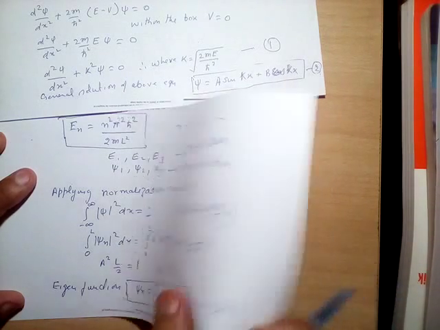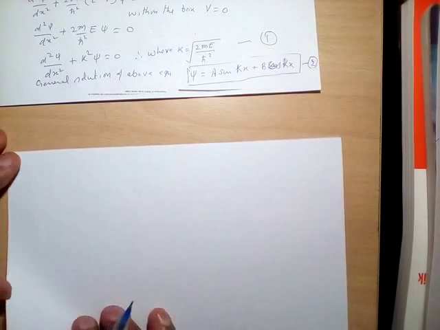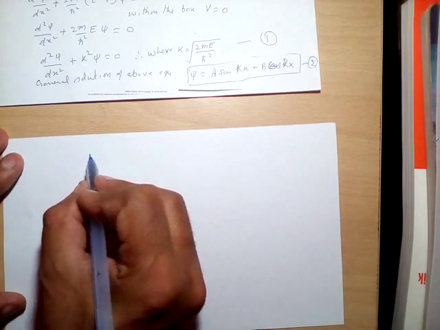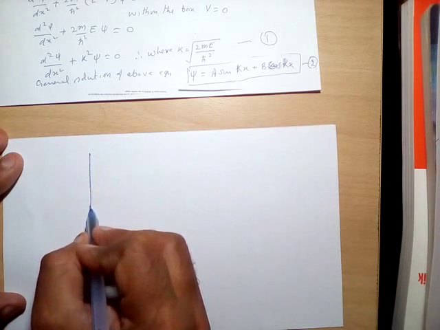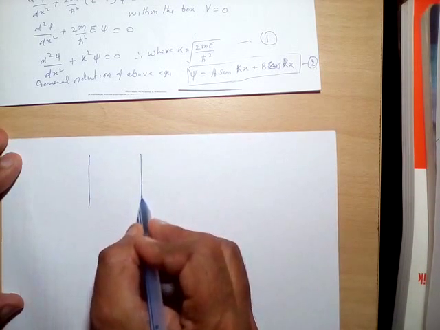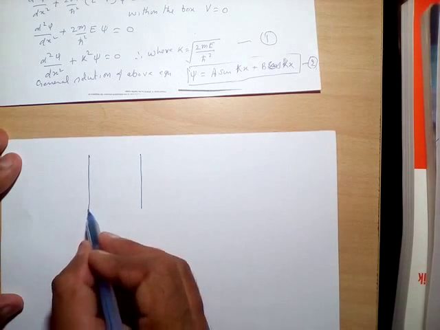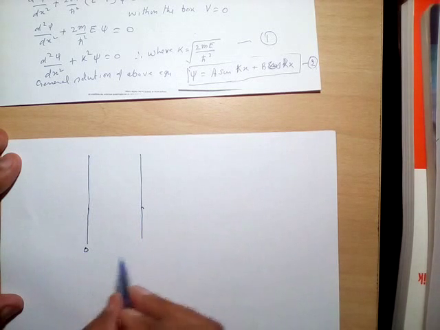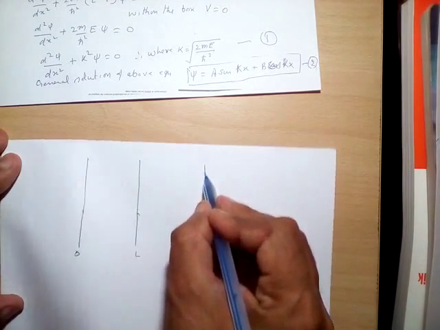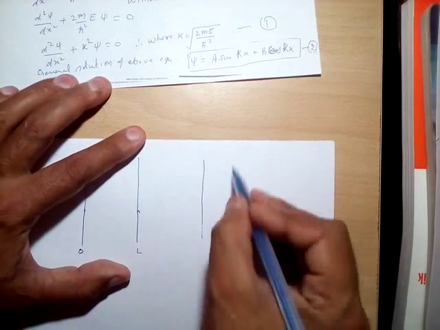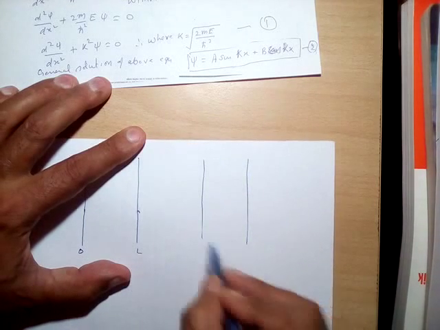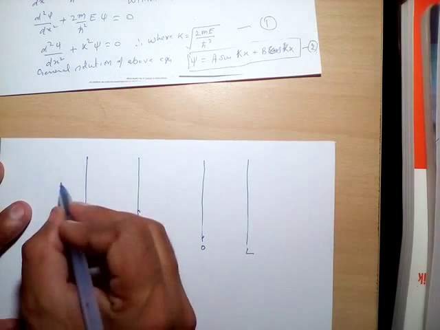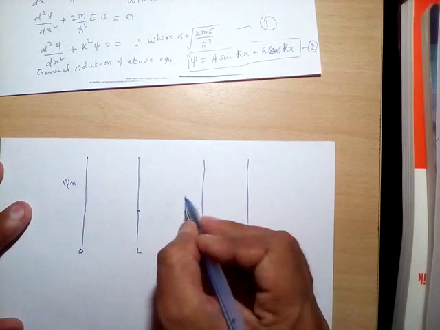Now if we plot this wave function and the psi square of the eigenfunction within the one dimensional box, this is 0, this is L, and here I will plot the wave function in this box.